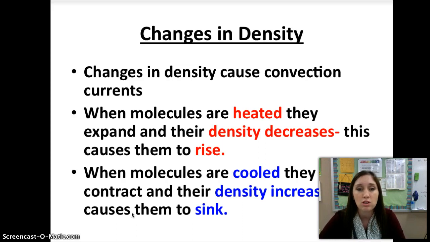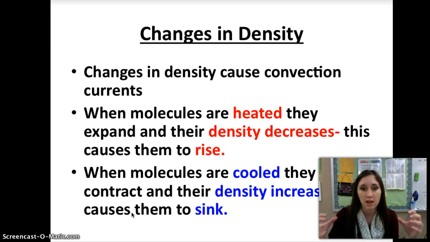When the molecules are heated, this means that the molecules are going to expand, they're going to get further apart, and the density is going to decrease, causing the material, whatever it is, to rise. When molecules are cooled, they're going to get close together, and the density increases, and then that's going to cause it to sink.